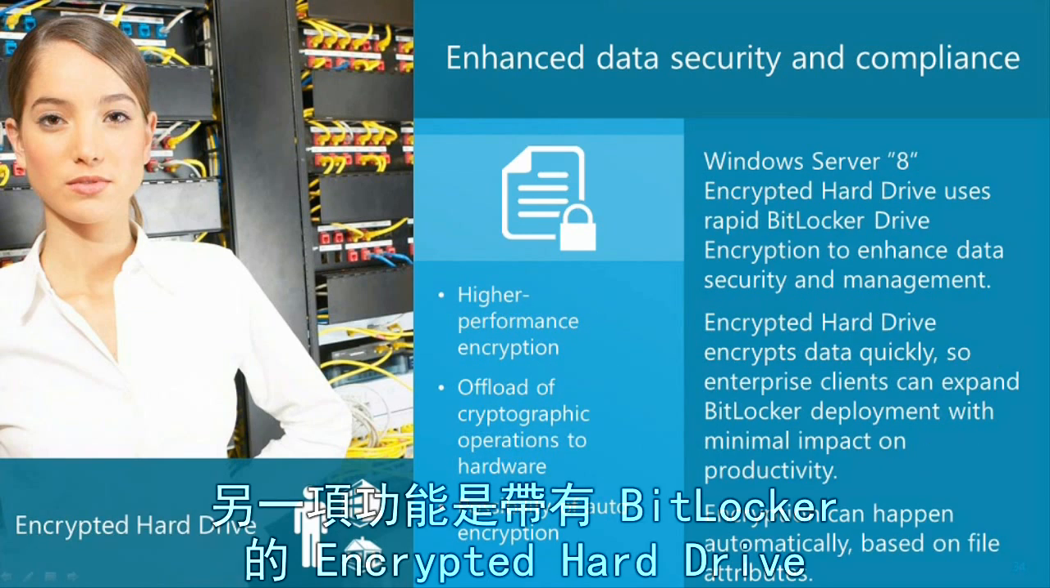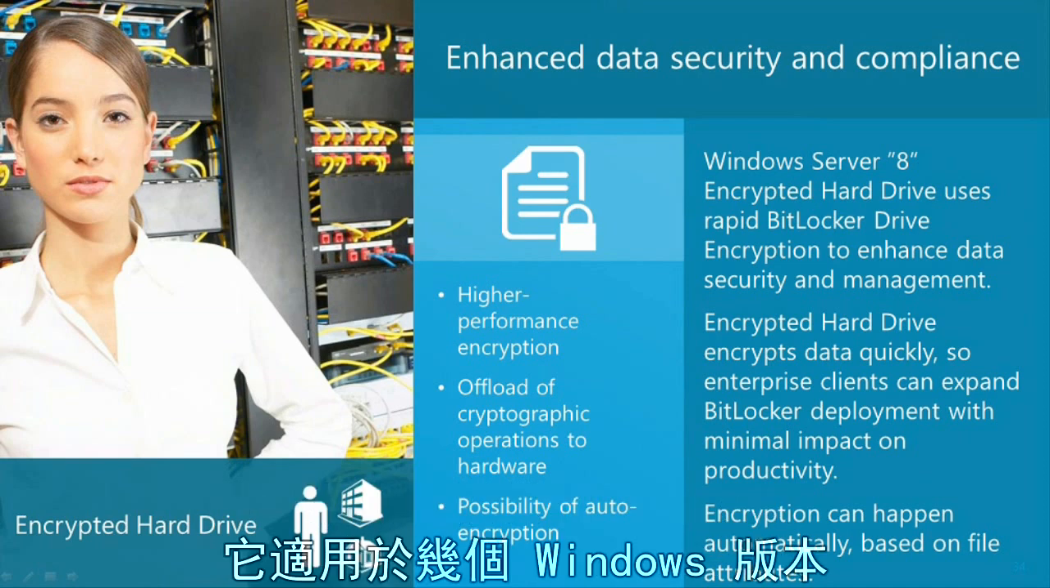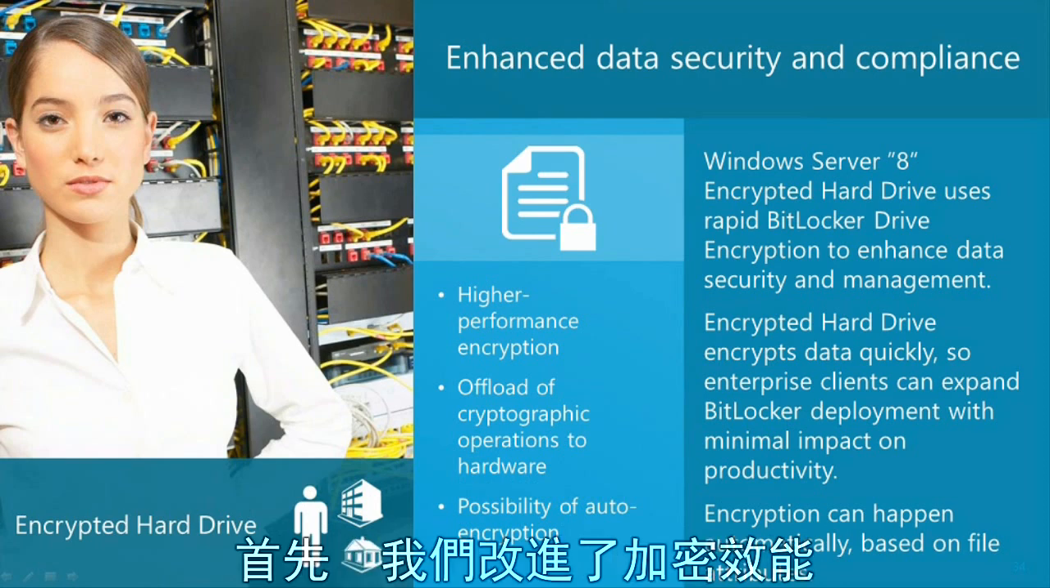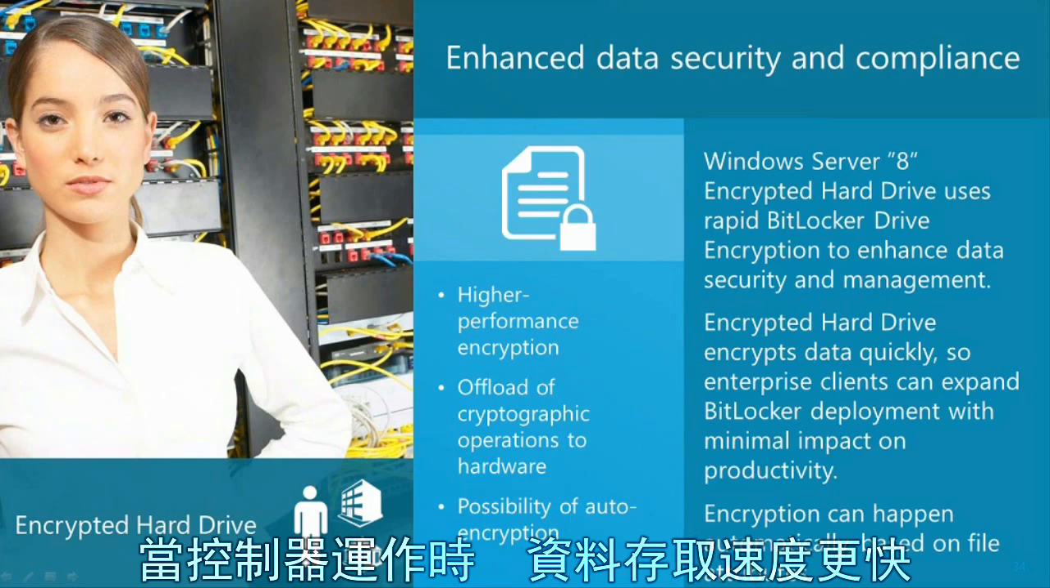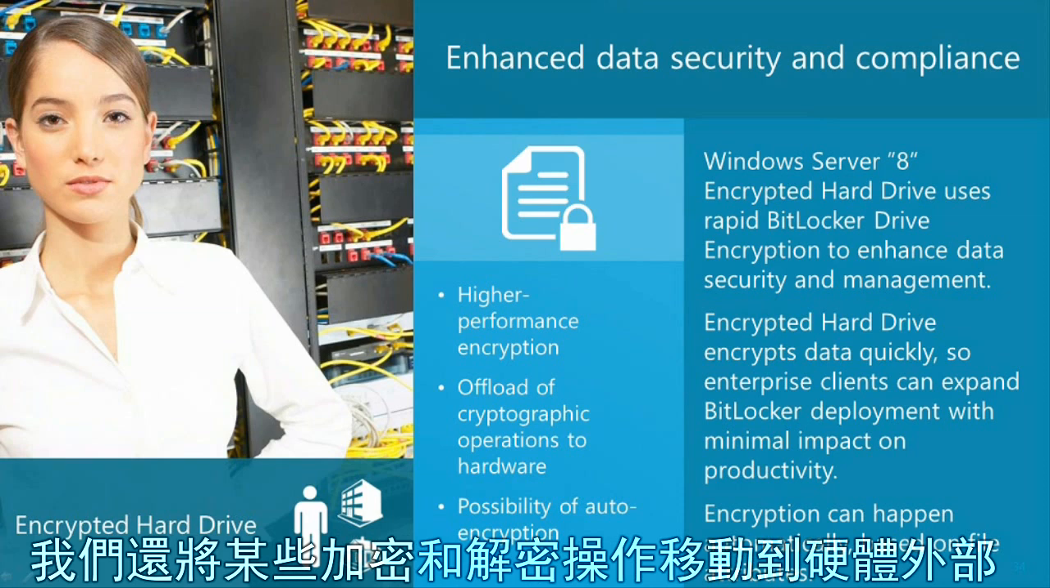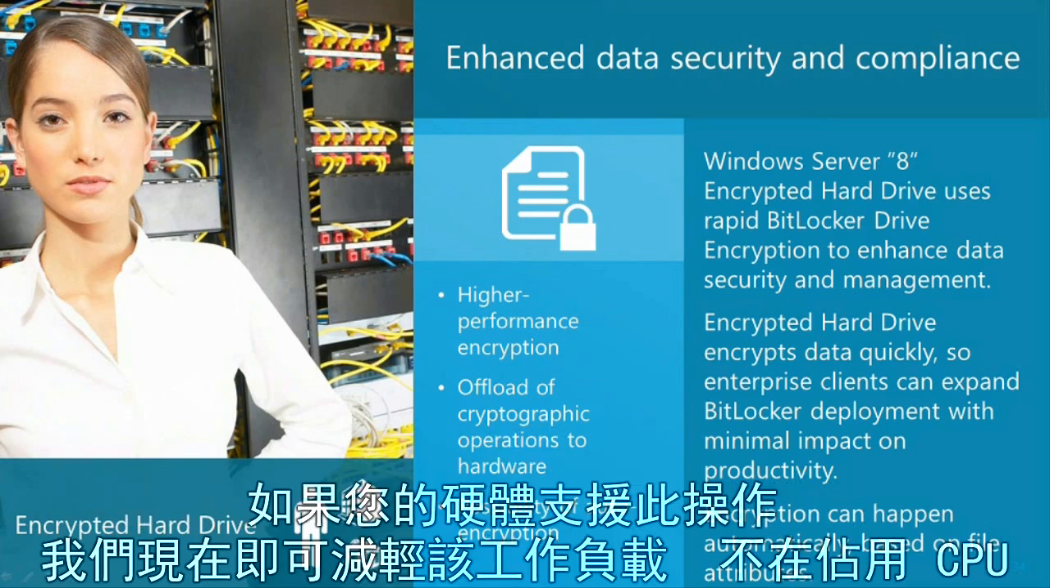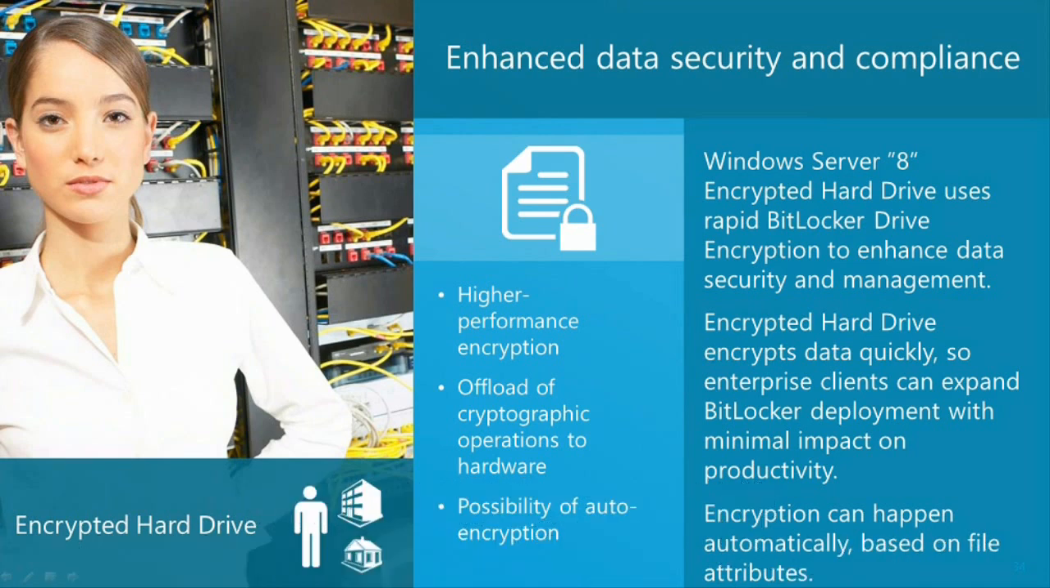Encrypted hard drives with BitLocker is another feature. Again, this has been around for a couple of versions of Windows, but we're making it easier to do now. First of all, we've improved the performance of the encryption, so your access to your data works much faster. We also take advantage of moving some of those encryption and decryption operations off to the hardware. So instead of the CPU having to do all the calculations of the algorithms to do the encryption and decryption, if you've got hardware that supports doing that, we can offload that workload now, take it off the CPU.